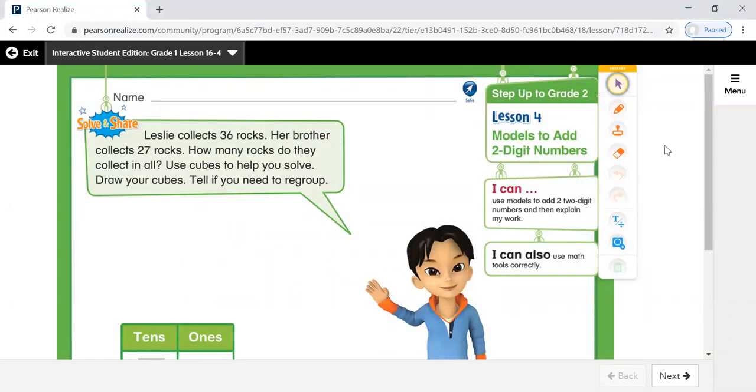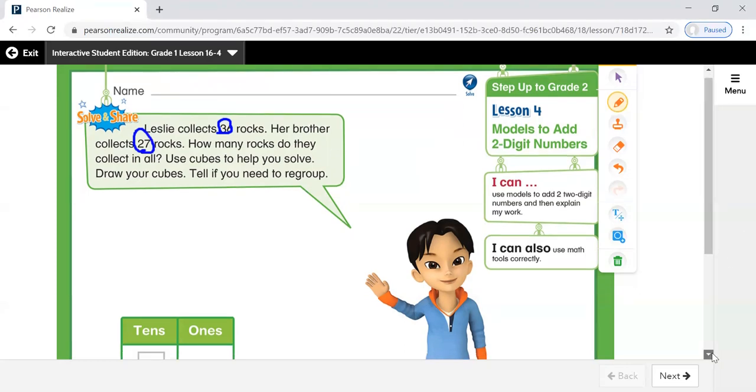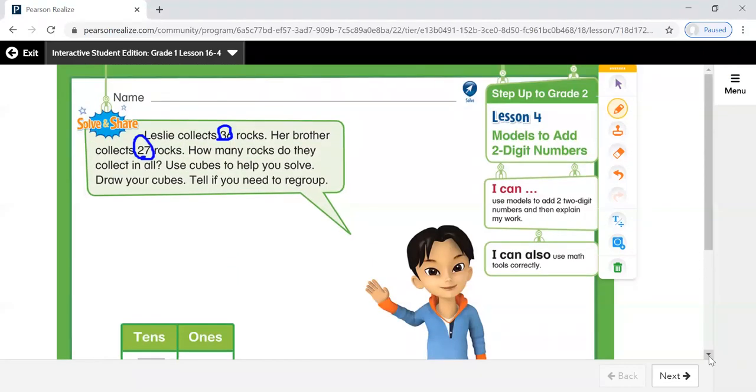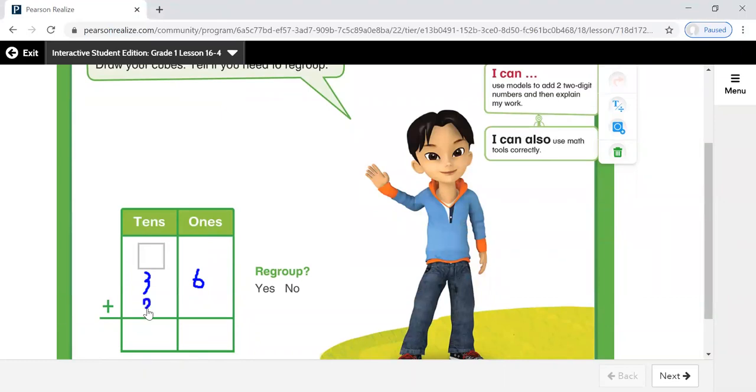Now, what will I do if I want to add 36 with 27? Here, 36 with 27. Now, you know the rule, add ones to each other. 6 plus 7 equal 13. 3 plus 2 equal 5. Now, we have a problem here.